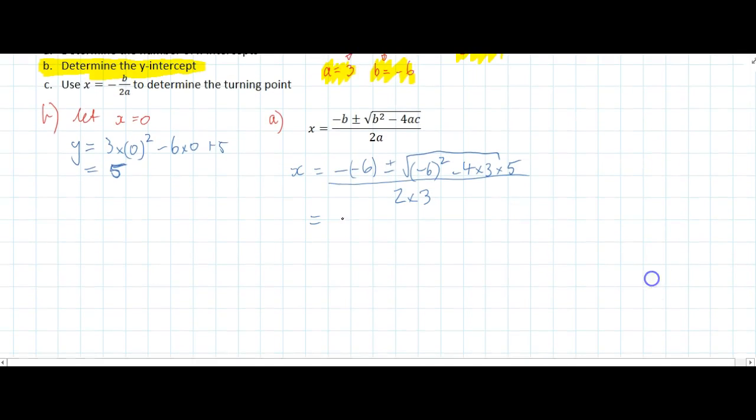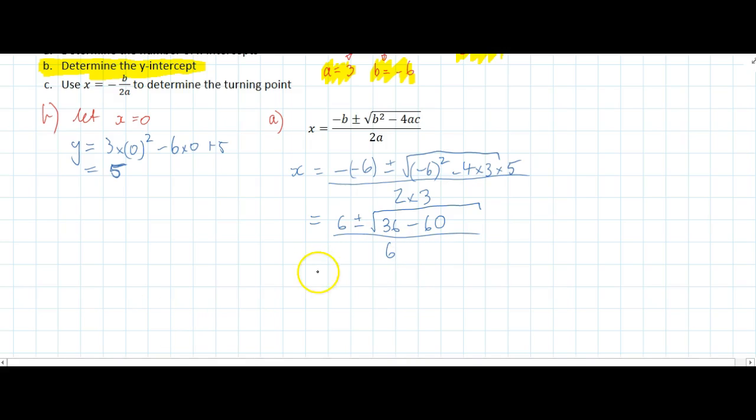So -6 is 6, plus or minus, now the square root. Now -6 squared is 36, minus 4 times 3 times 5, so 4 times 3 is 12, 12 times 5 is 60, over 6.